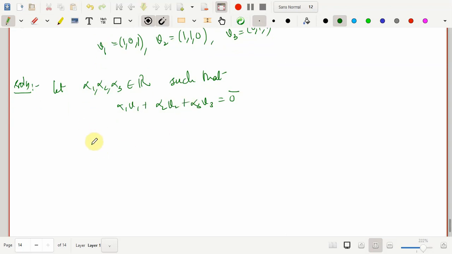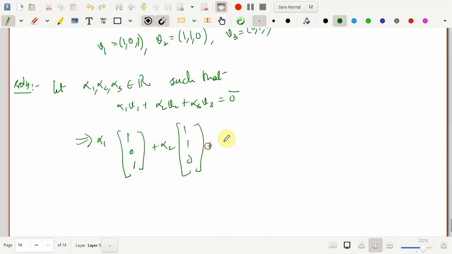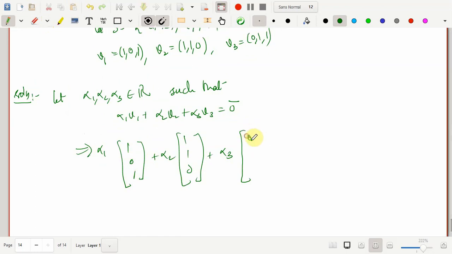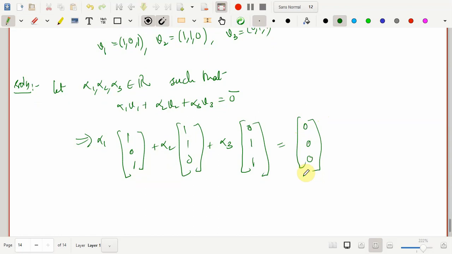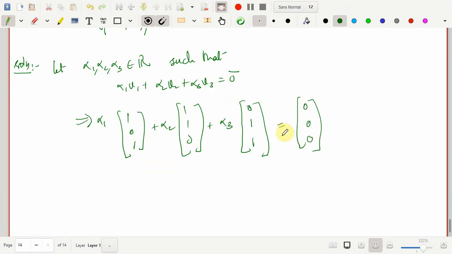Okay, so let's write this down. What is this? Alpha 1 v1, it would be better if I write this as a column matrix: (1, 0, 1), plus alpha 2 v2 is (1, 1, 0), plus alpha 3 v3 is (0, 1, 1), and the 0 vector in R3 is (0, 0, 0), so that can be written as a column of 0 0 0. So that's what is interesting. You will get a system of homogeneous equations.